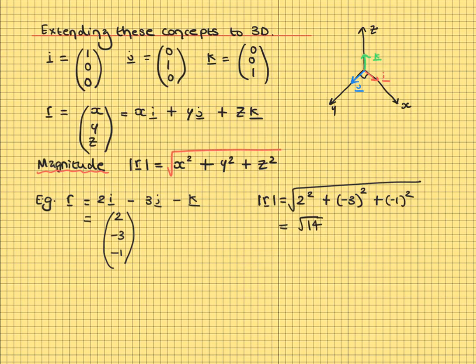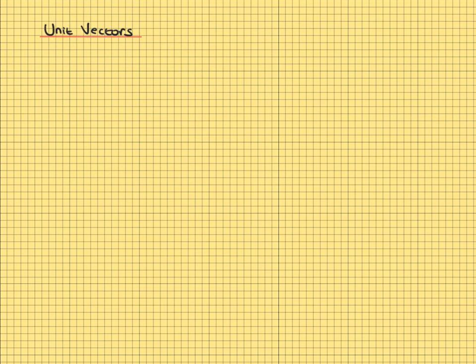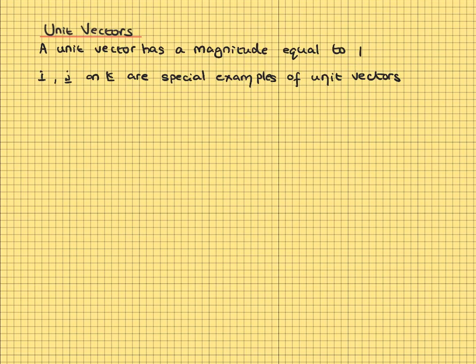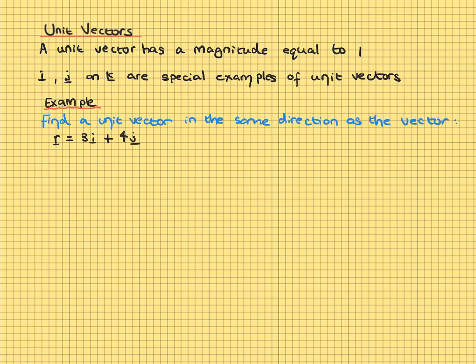Now, identifying the direction of a vector in 3 dimensions is more ambiguous and more complex, so this is not something we're going to look at doing at the moment. Now, we've briefly mentioned that the vectors i, j and k are all unit vectors, so let's go into this in a little bit more detail. A unit vector is a vector that has a magnitude of 1. So the vectors i, j and k are special examples of unit vectors, but they're not the only vectors that are unit.